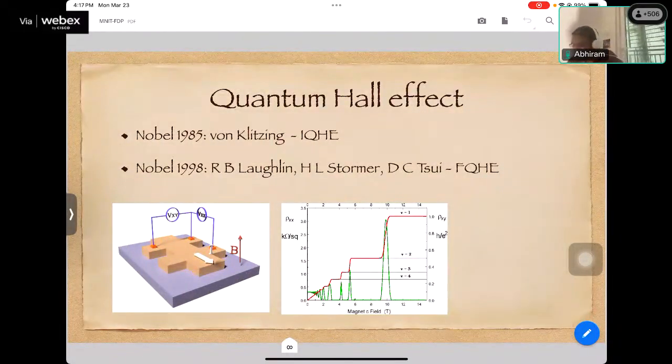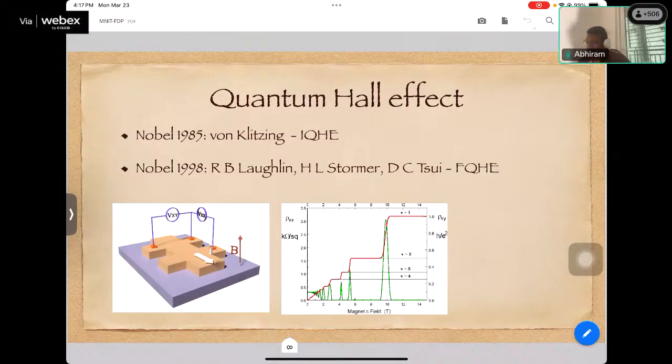This quantum Hall effect is a very important effect. You can see that two Nobel Prizes have been given to this area of quantum Hall effect. One in 1985 to von Klitzing for discovering the integer quantum Hall effect experimentally, and the second one for the fractional quantum Hall effect to Laughlin, Stormer, and Tsui. So what is this quantum Hall effect essentially?